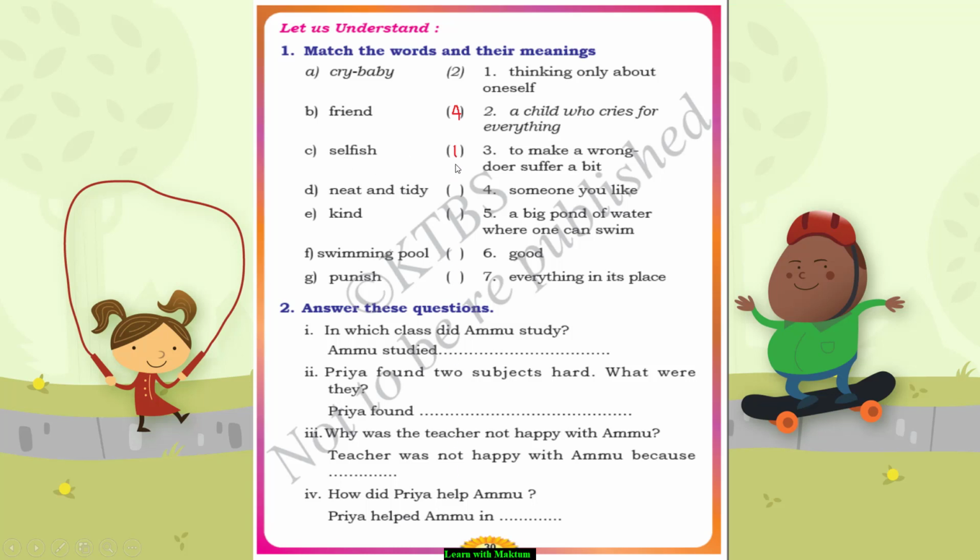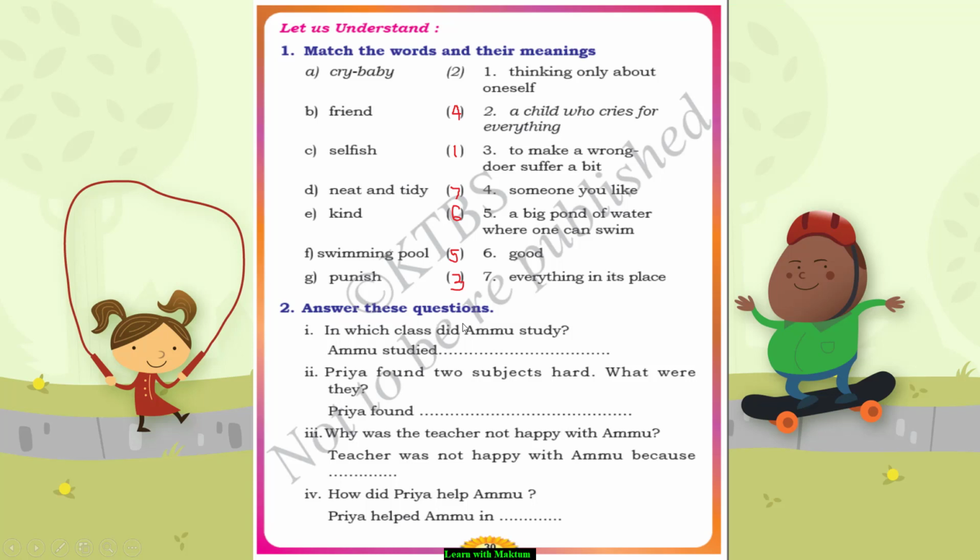Selfish. First one, thinking only about oneself is called selfish. Neat and tidy. Seventh one, everything in its place. Kind. Sixth one is good. Swimming pool. A big pond of water where one can swim. Punish. To make a wrongdoer suffer a bit. Clear with the match the words?